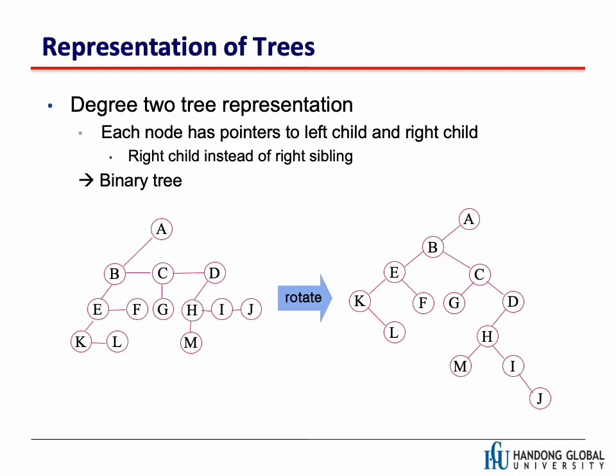And anyway, now let's assume that we have a binary tree. Then each node can be represented by a simple structure where we have a data field and 2 pointers. That's it.